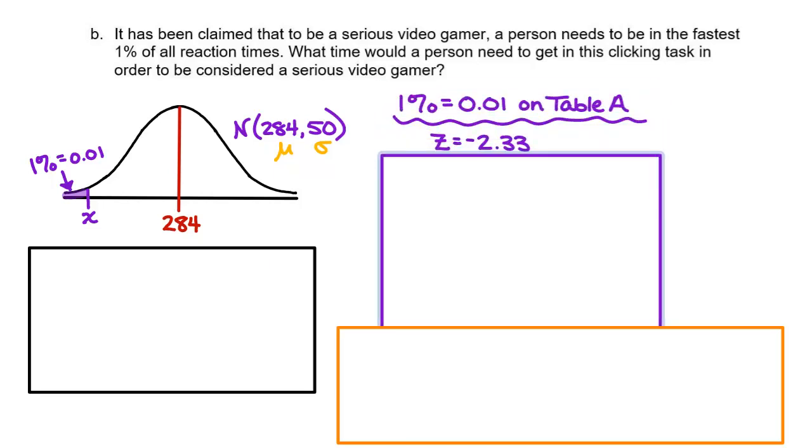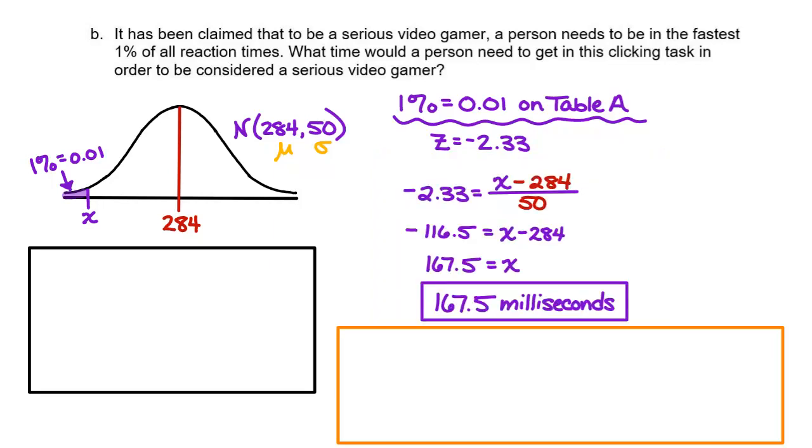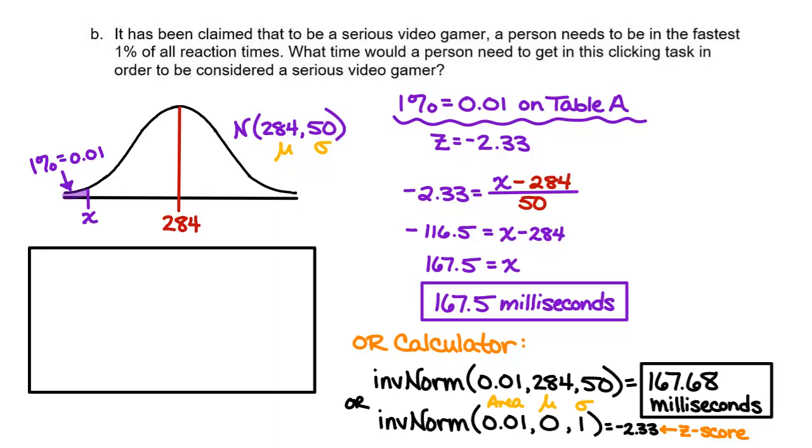You should get negative 2.33 when you look up the z-score. And then we work backwards to find our x value, or you can do that one on the calculator.